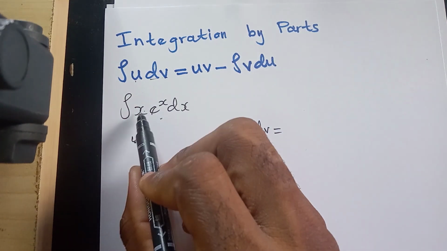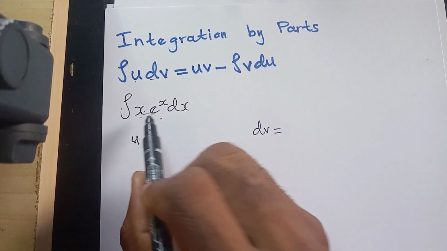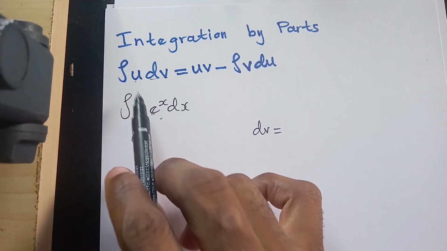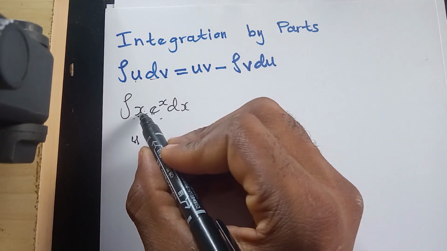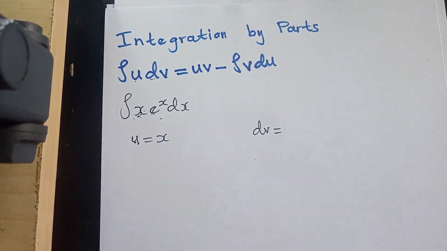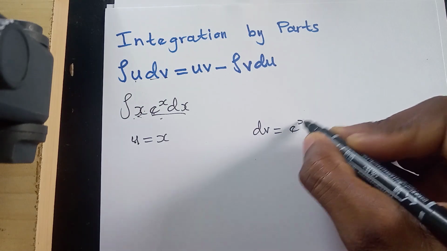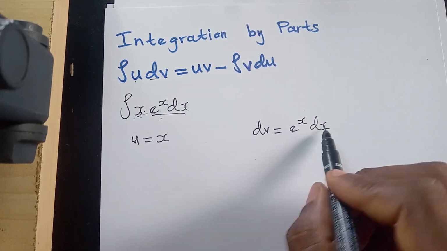But once I pick this one as my u, then this one must be easy to integrate. But once I integrate this, the power will increase. So it's better for me to pick this one as my u. That means the rest of it, which is e to the power x dx, will be my dv.